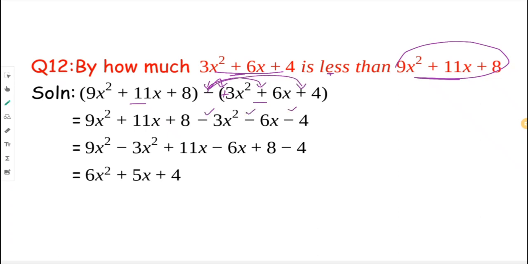Once we're done, collect the like terms. X square together, x together, numbers together, right? When you look at x square, you can see plus is greater. 9 minus 3, 6x squared, and once again, when you look at x, plus is greater again, right? 11 minus 6, I'll have here 5x. Same thing, add minus 4, plus is greater, so I'll have here 4.